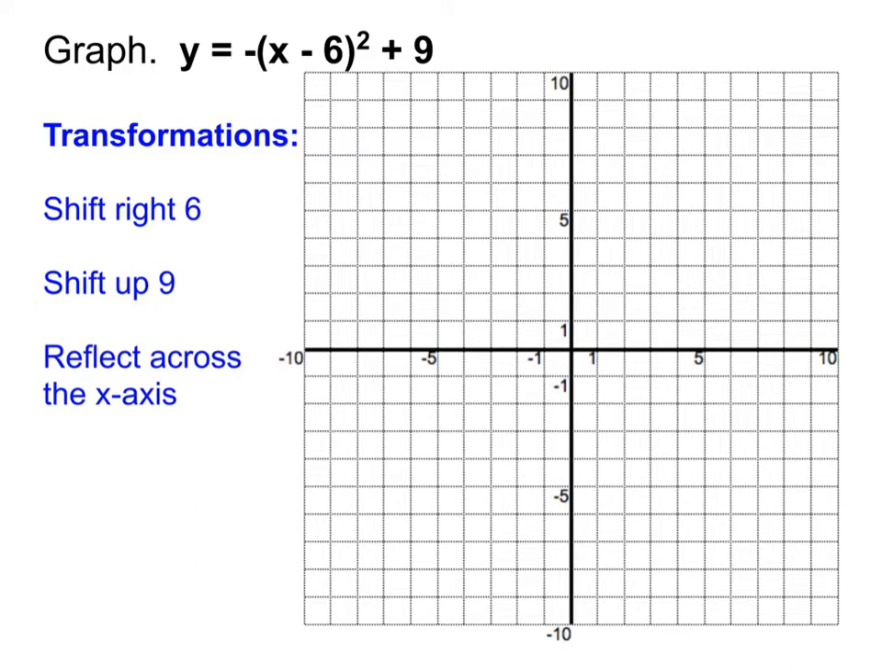Now, sometimes you might just be asked what the transformations are, and so that's what you would put down. But in this case, we're actually going ahead and graphing it in this problem, so let's go ahead and finish it out and actually make the graph for this. The first thing I'm going to do is plot my first point, which is going to be right 6 and up 9. So I put my first point over at 6, 9.